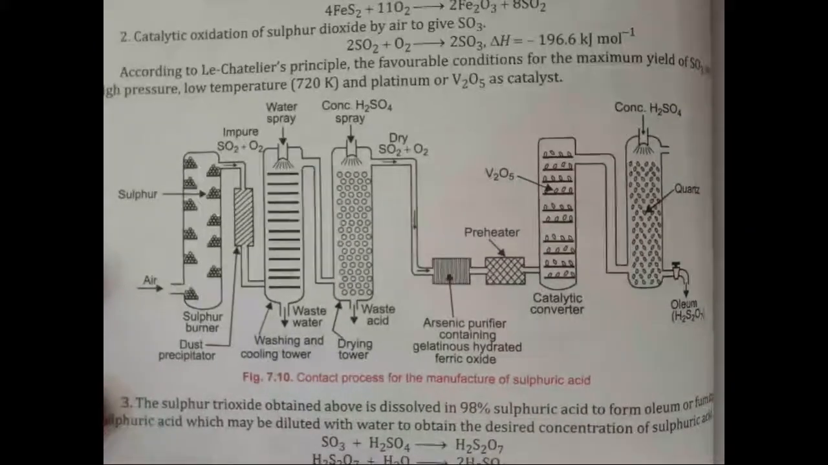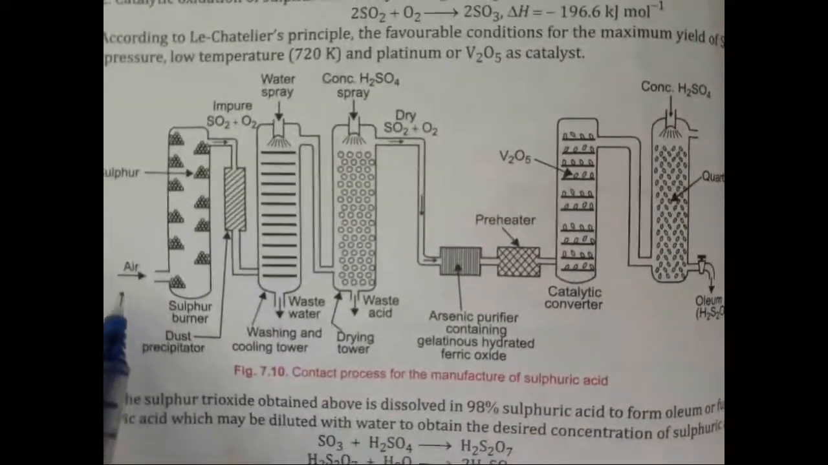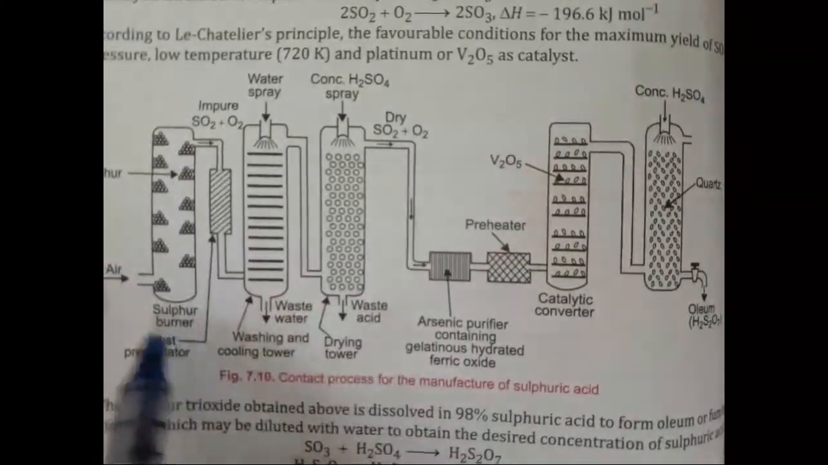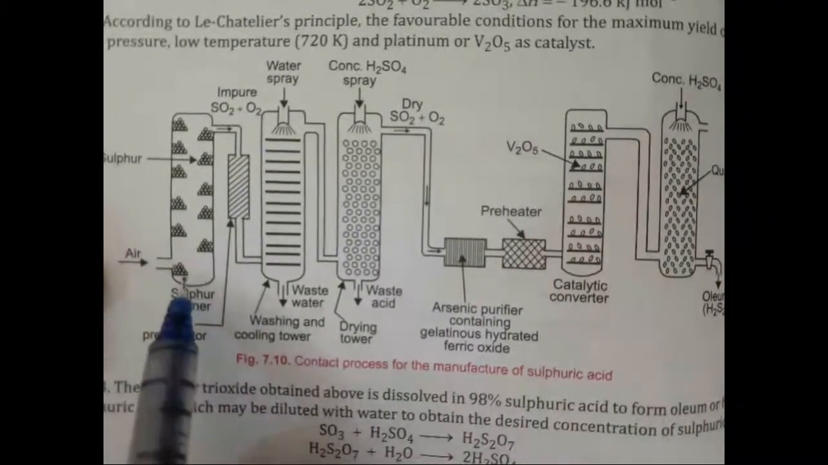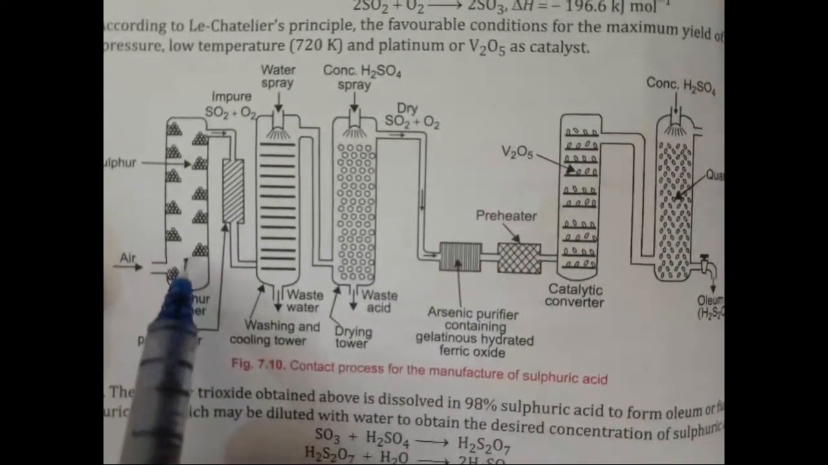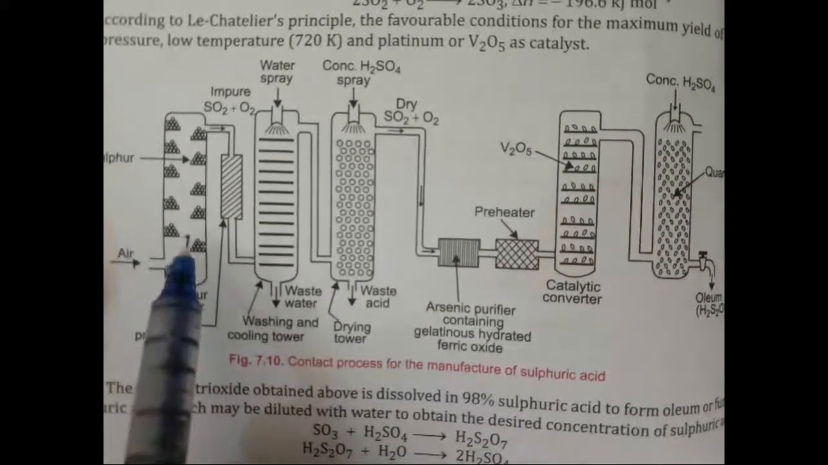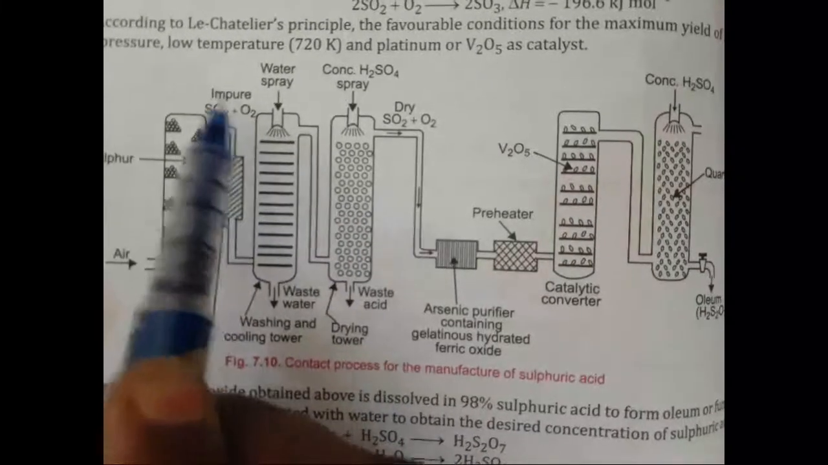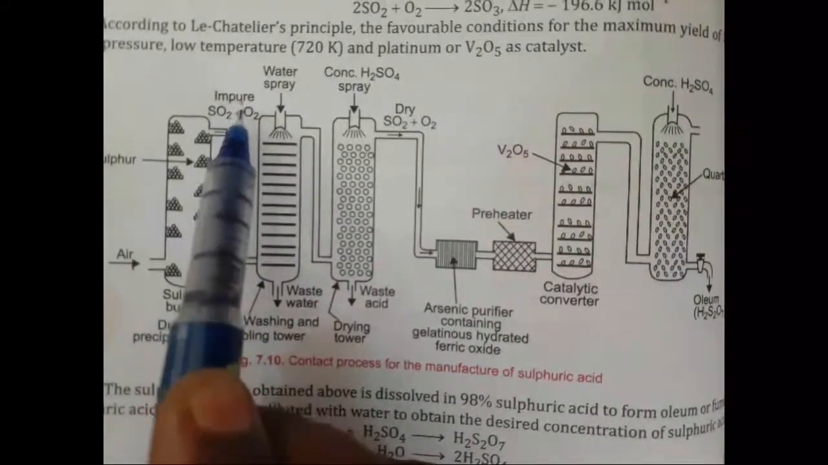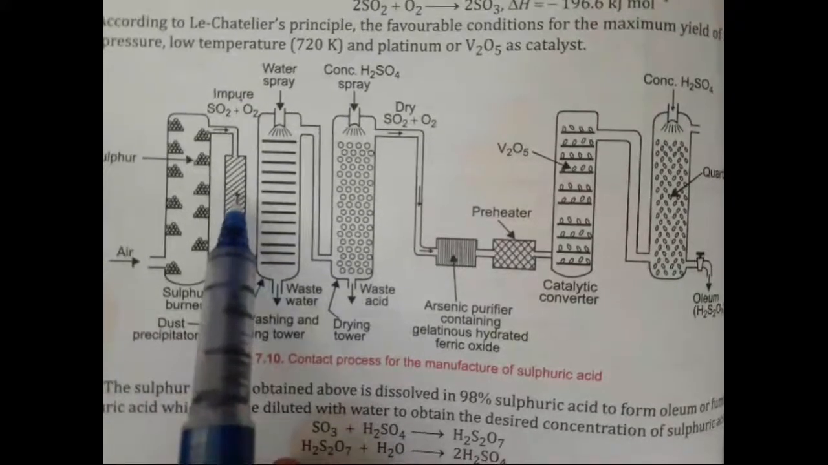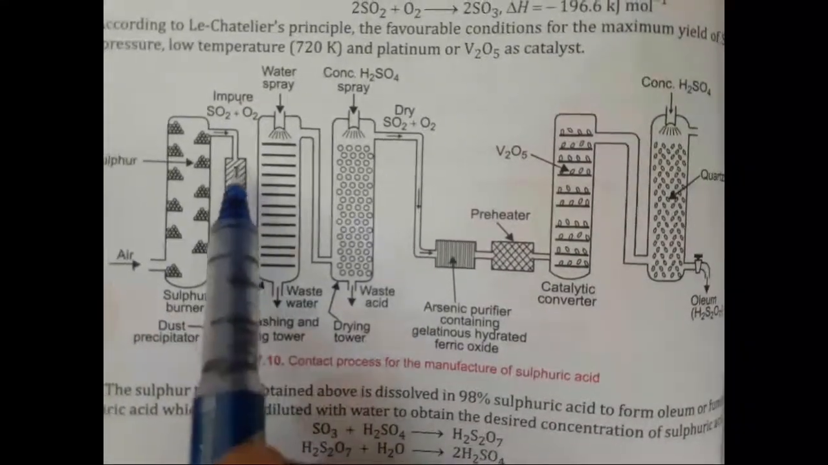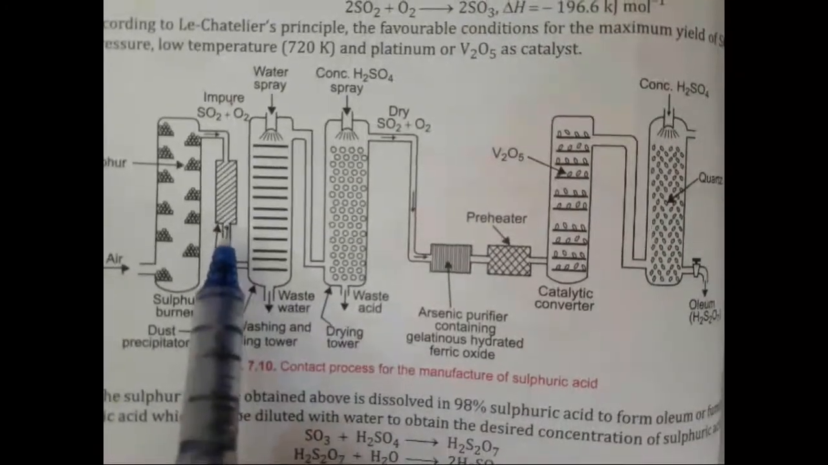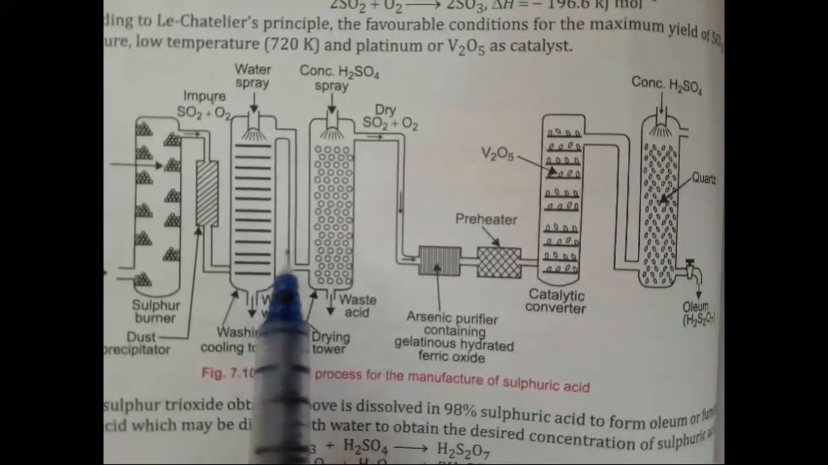Look at this diagram, dear. See here, there is an inlet here. A sulfur burner is there. Air is passed there. Inside the sulfur burner, sulfur is present. So air and sulfur mix together and form sulfur dioxide and oxygen. Along with this, some of the impurities are also passed here. This is called a dust precipitator. This dust precipitator removes some of the dust particles, and sulfur dioxide and oxygen are passed to the next chamber.